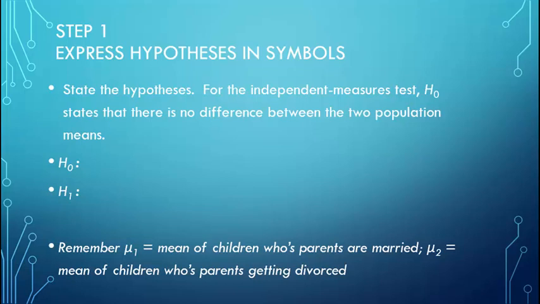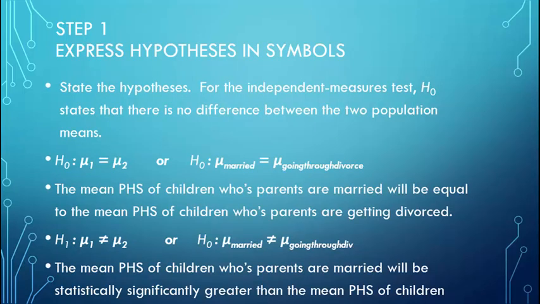All right, so step 1 is always to express our hypotheses in symbols. And by now, this might look a little bit familiar. Our null hypothesis, the hypothesis of no effect, is that the mean physical health score for the first group should be equal to the mean physical health score for the second group, meaning that parents' marital status has no effect on physical health score, right? That's the null hypothesis, that the independent variable has no effect. And so if the independent variable has no effect, then the mean physical health score for children whose parents are married should be equal to the physical health score for children whose parents are going through divorce.